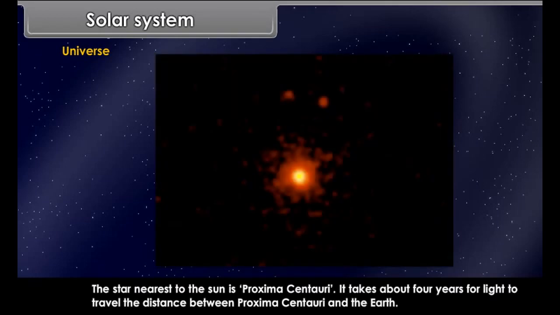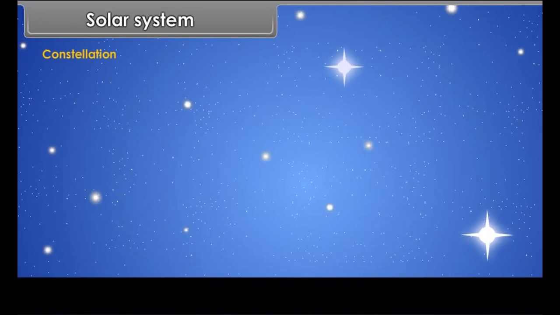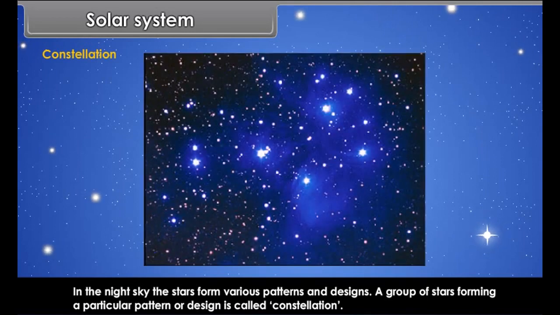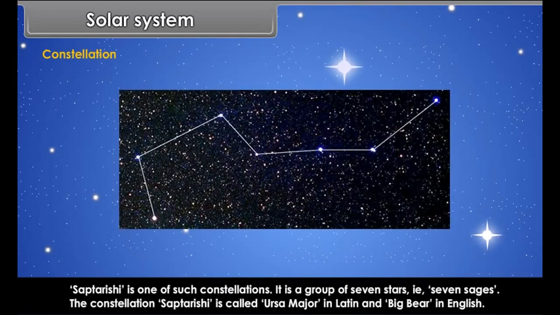The star nearest to the sun is Proxima Centauri. It takes about 4 years for light to travel the distance between Proxima Centauri and the Earth. Constellation. In the night sky, the stars form various patterns and designs. A group of stars forming a particular pattern or design is called constellation. Saptarishi is one of such constellations. It is a group of 7 stars, that is 7 sages. The constellation Saptarishi is called Ursa Major in Latin and Big Bear in English.